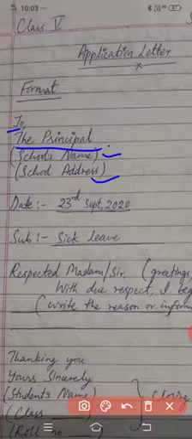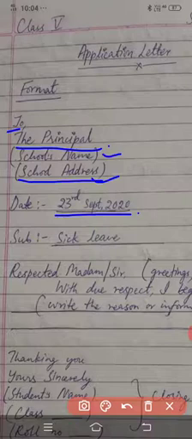First, what do you have to write? To the principal, and then you have to write your school's name, and then your school's address. For example, the name of our school is Sampota Tibetan School, right? And the address is Collegal. So you have to write like this, and then you have to write the date, today's date that I have written here, right? And then you have to write the subject.